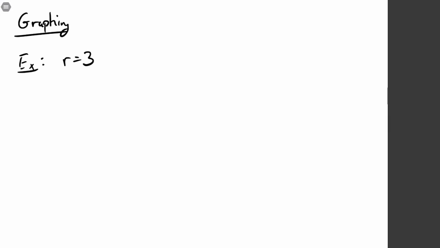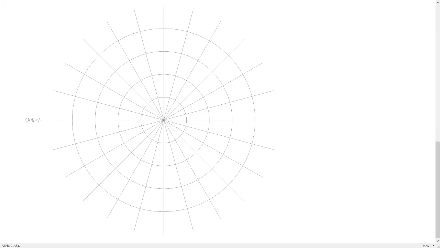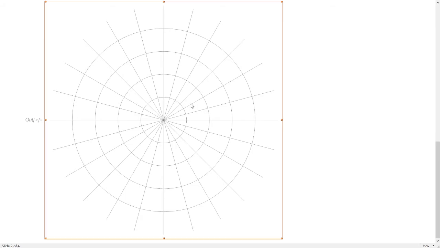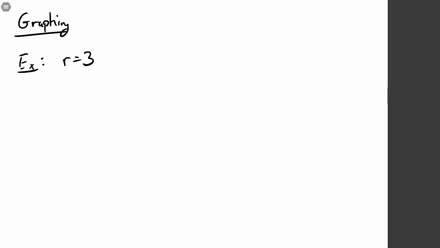Think back to what our polar graph paper looked like. Remember, here we have these circles that would be like r equals 1, 2, 3, 4, and these lines theta equals 0, pi over 12, pi over 6, pi over 4, and so on. All right. So how do we graph this by hand? Well, this one you might have already guessed what it is.